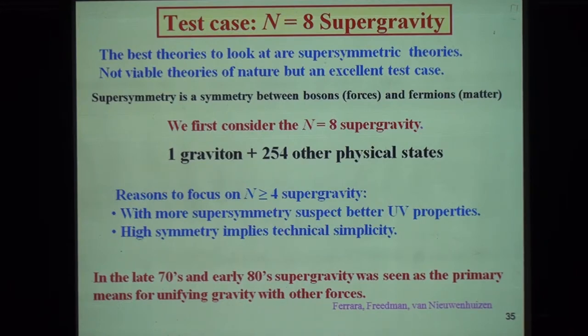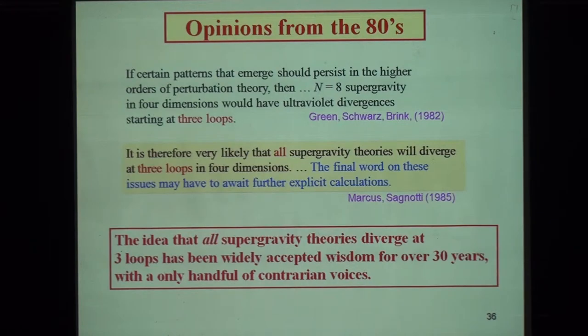Now, back in the late 70s and early 80s, these supergravity theories were seen as the primary means for unifying gravity with the other forces. Here are various quotes. This one was Green, Schwartz, and Brink back in '82. They say, if certain patterns that emerge should persist in the higher orders of perturbation theory, then N=8 supergravity in 4 dimensions would have ultraviolet divergences at 3 loops. And here's one I like a lot. They also said, the final word on these issues may have to await further explicit calculation. Well, that's what we're here to do, right?